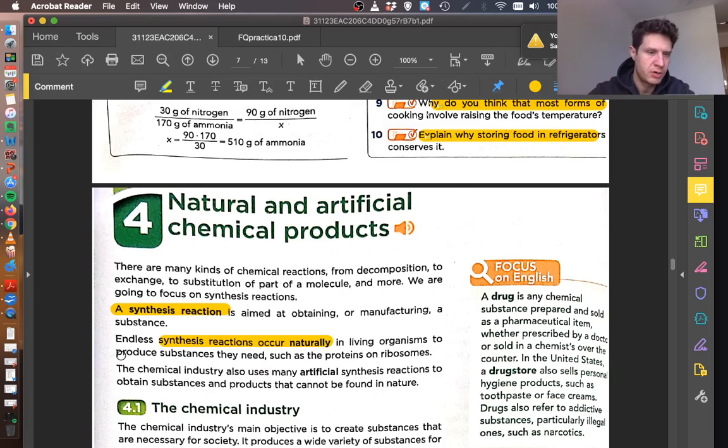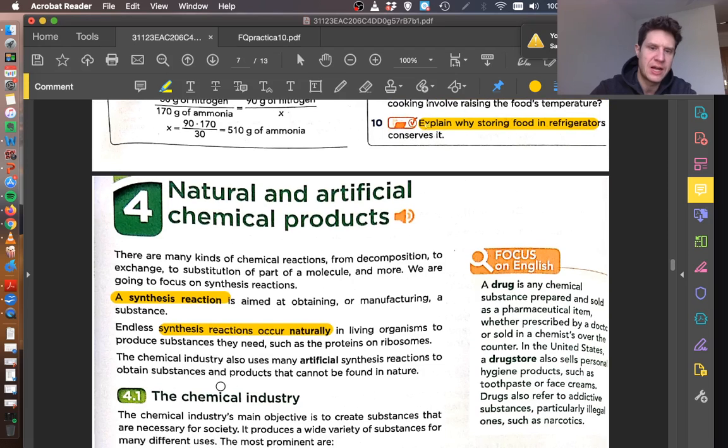And it is made by living organisms to produce substances they need, such as proteins or ribosomes. That's an example of things that are in the cell. You're doing good, okay? Let's go. The chemical industry also uses many artificial synthesis reactions to obtain substances and products that cannot be found in nature. So, these are artificial. We're using synthesis reactions in our lab made by our technology.